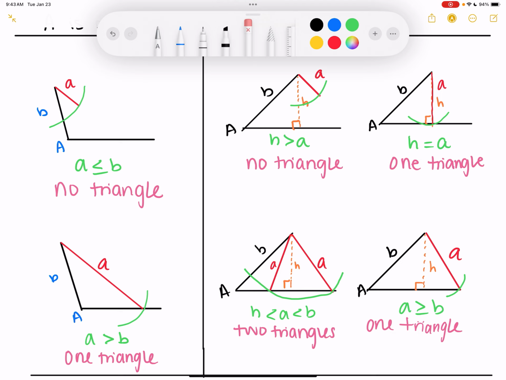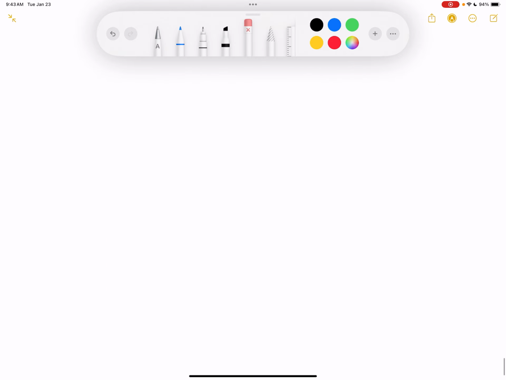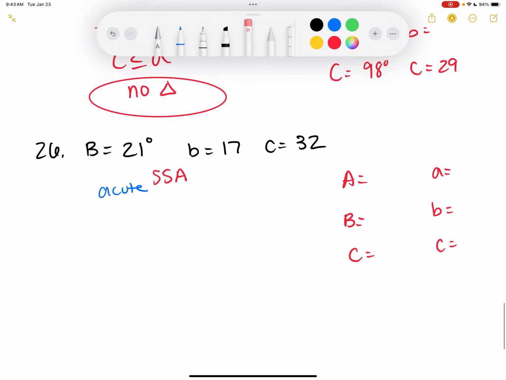I don't know. I haven't written it down. It's less than. It's less than, so since it's not that, I need to find what? Right, H. Okay, so H is going to be equal to C sine of B. So 32 sine of 21.